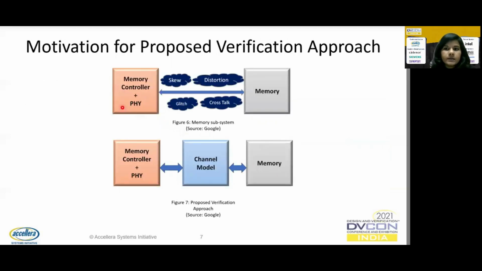Now we'll look into the memory subsystem, which consists of the memory controller and PHY, and they interact with the memory. The signal is affected by factors like temperature and voltage fluctuations, noise, interference, etc. These factors manifest in the form of skew, distortion, glitch, and crosstalk. In order to account for these factors during verification, we have developed the in-house channel model, which is a UVM compliant component. The commands which are sent from the memory controller are sent through the channel model, where the user specified effect is applied on top of the signals before passing them on to the memory.